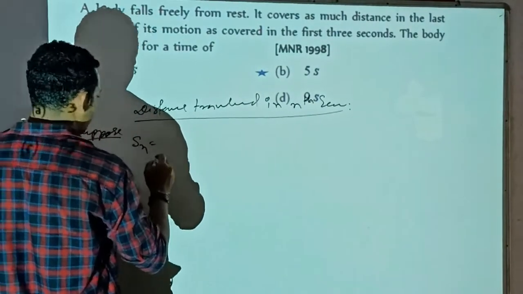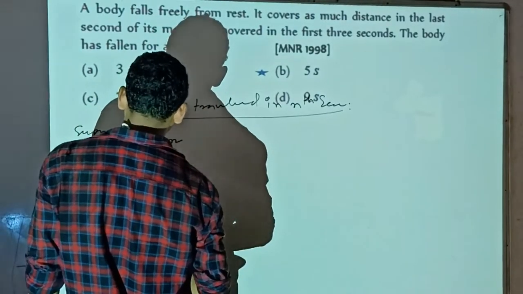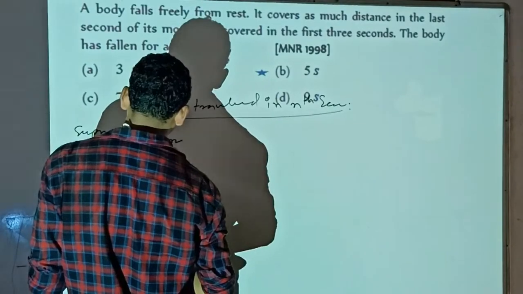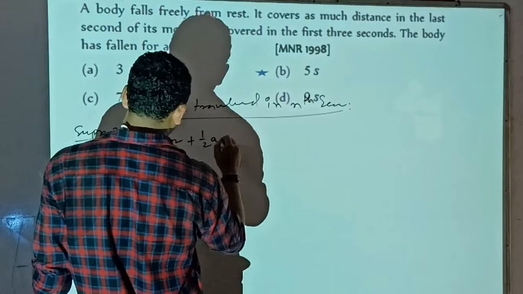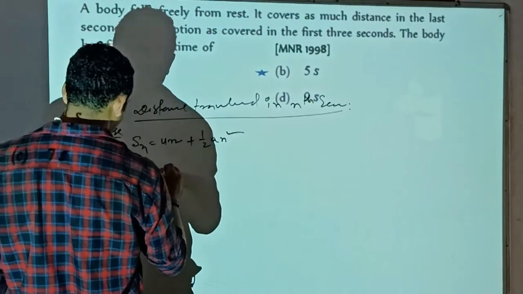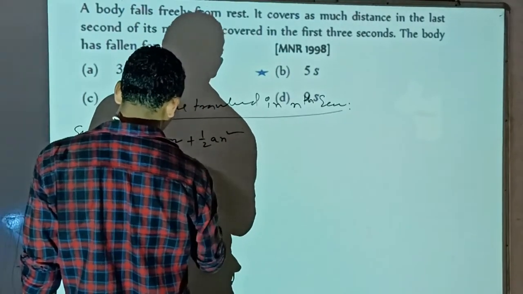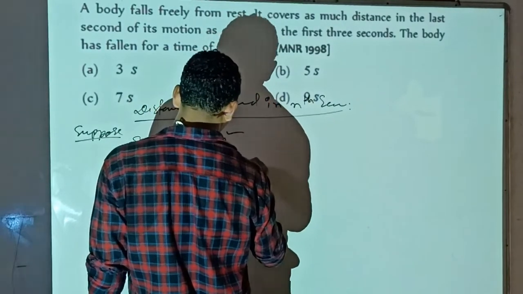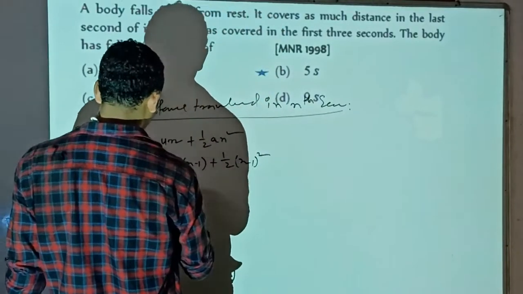Sn is equal to u n plus half of a n square. Okay, we have written it like this, and again if we take n minus 1, then it is u into n minus 1 plus half into a into n minus 1 whole square.